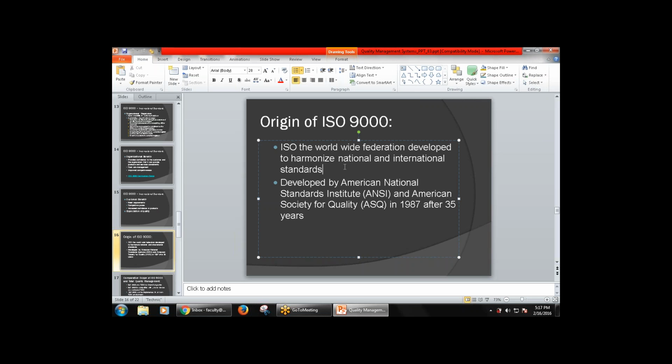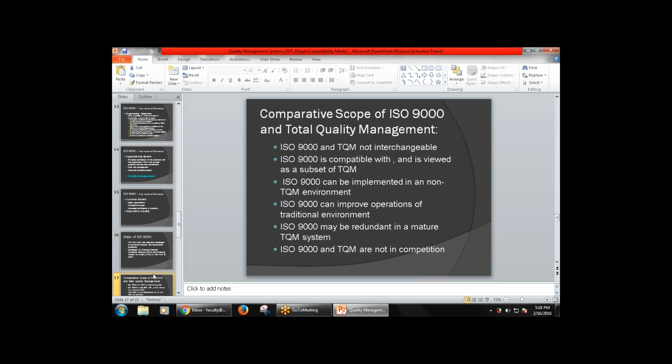So this is the ISO. The ISO worldwide federation was developed to harmonize the national and the international standards, and it was developed by the American National Standards Institute, that is ANSI, and the American Society for Quality, that is ASQ, in 1987, after 35 years. So after 35 years, the federation originated to harmonize the national and the international standard organizations. So that was developed by the American National Standards Institute.